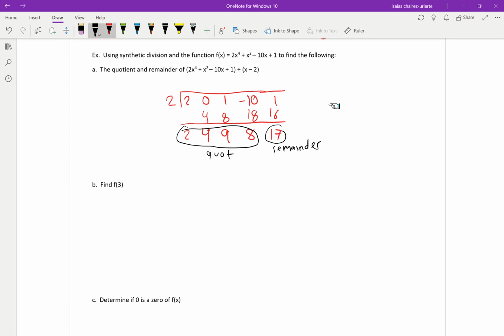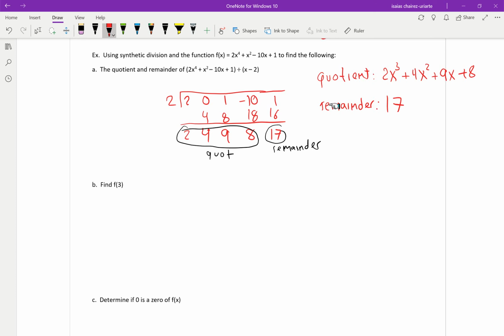Okay, so we can say that the quotient is going to be 2x to the third plus 4x squared plus 9x plus 8, and my remainder I guess is just 17.